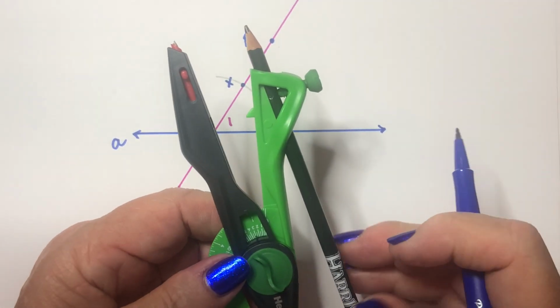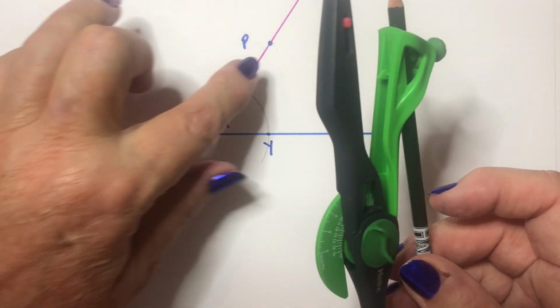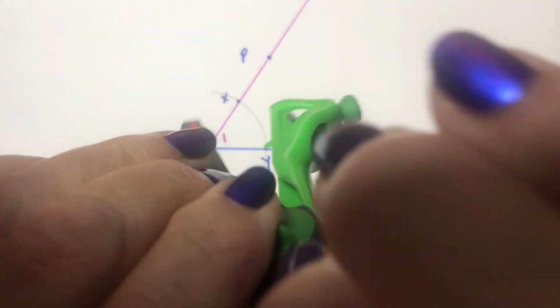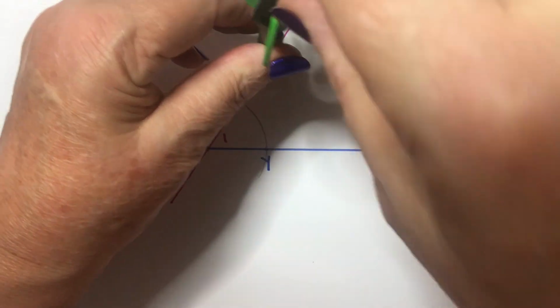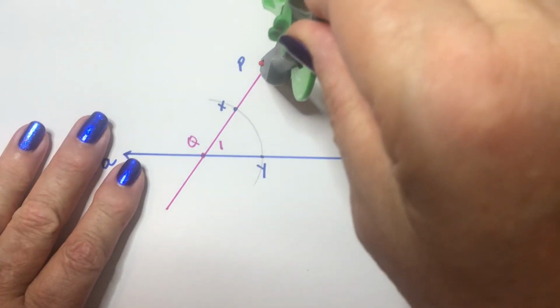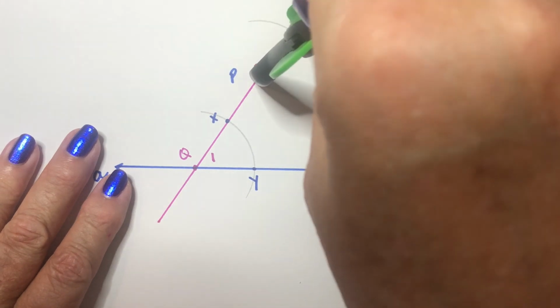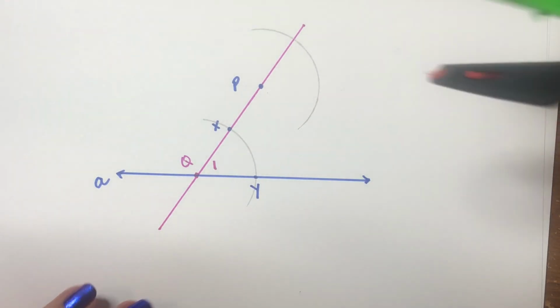Keeping my compass open the exact same radius, I'm going to draw a second circle where the center of the circle is point P. So I put the foot of my compass down at P. And then once again, I don't need to draw the whole circle. I'm only going to draw the part of the circle that intersects both that pink transversal and past where I believe the other line's going to go. So I made a nice long arc.